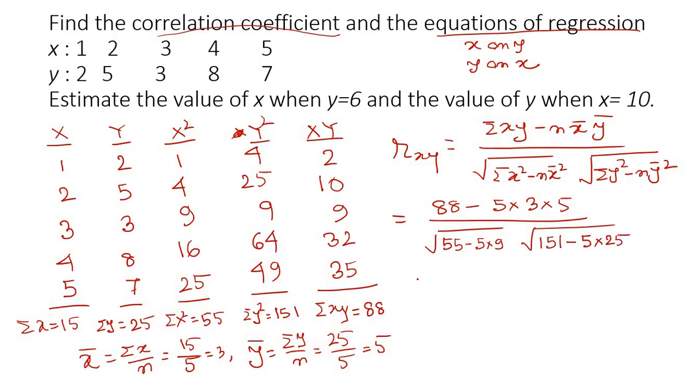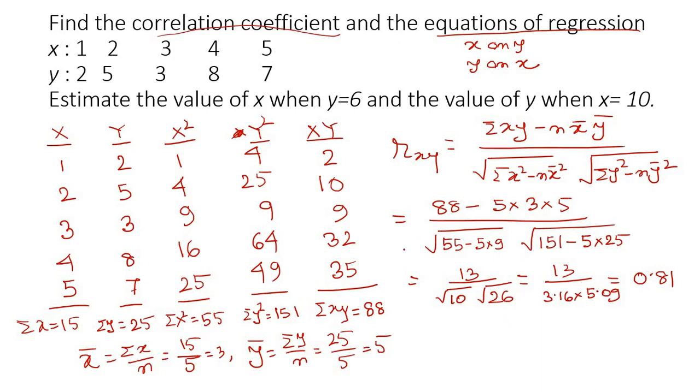When we do this computation, we see that this comes out to be 13 in the numerator. In the denominator, it is under root 10 and then under root 26. So ultimately, you get this as 13 divided by 3.16 into 5.09, and that is equal to 0.81 on simplification. So this is the correlation. First part is done. Now let us go and solve the equations of x on y and y on x.